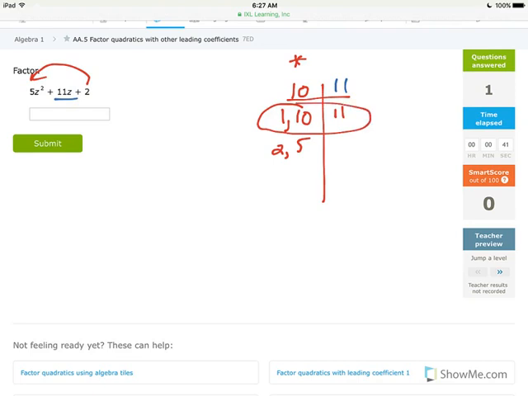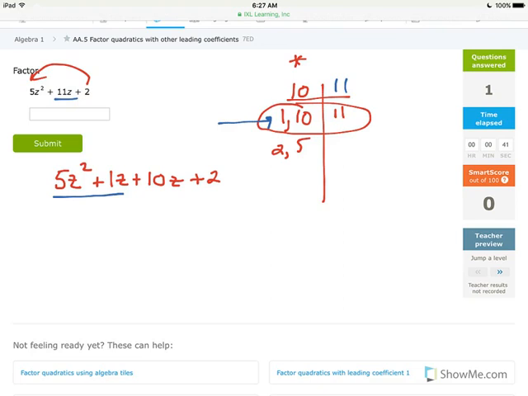So your front term is going to be 5z squared. Where did the middle 11z come from? It came from that combination of a 1 and a 10. So we're going to rewrite that in terms of where it came from. It came from a 1z and a 10z, and then plus 2 on the end. And once we have our middle term split, we can go ahead and do factor by grouping.